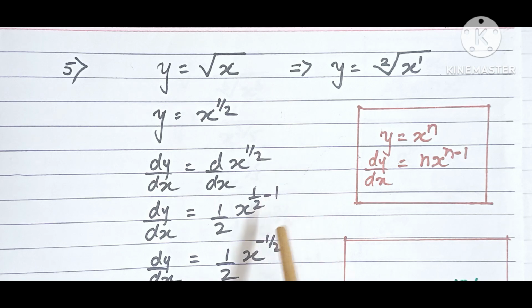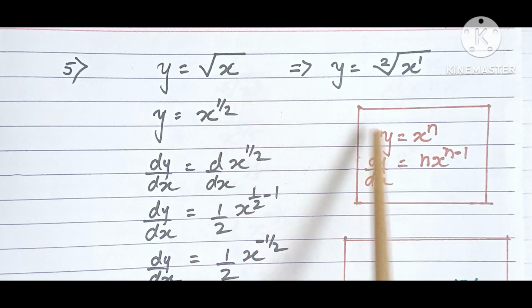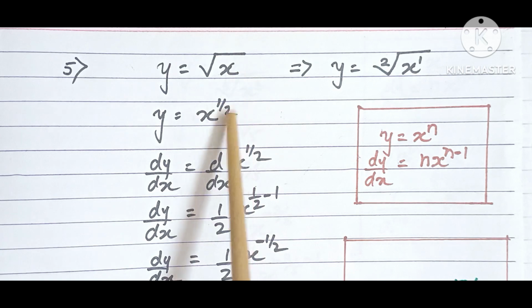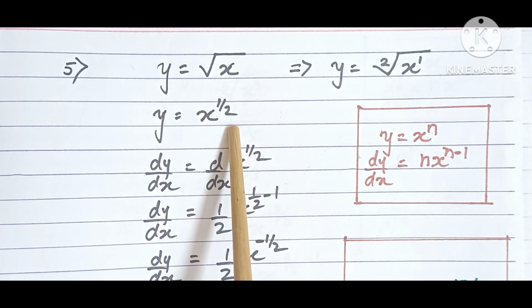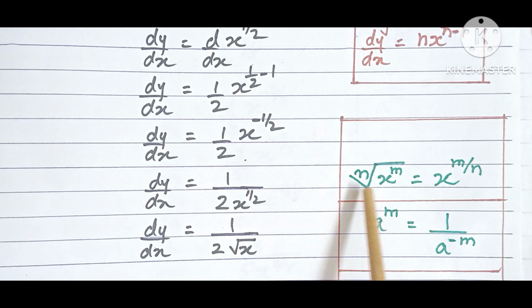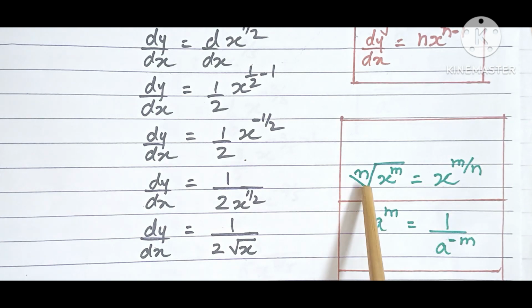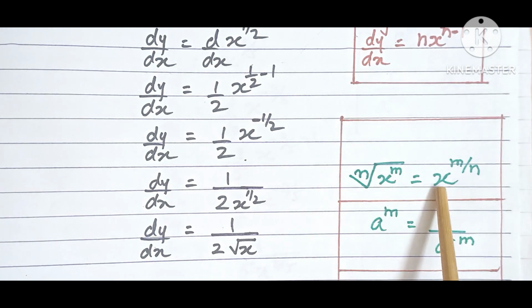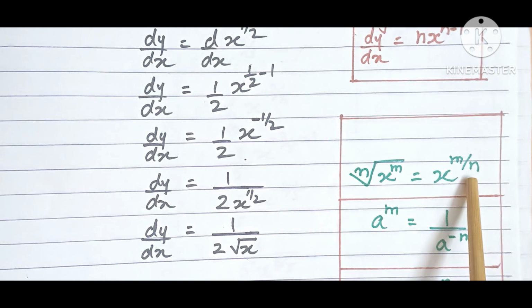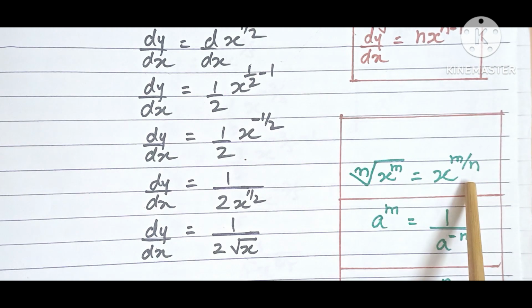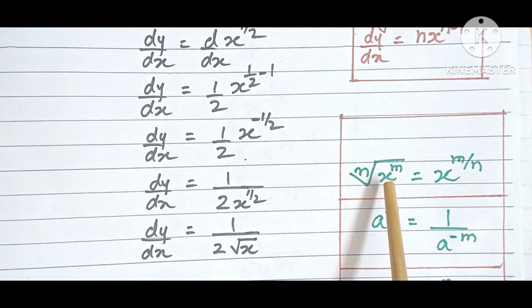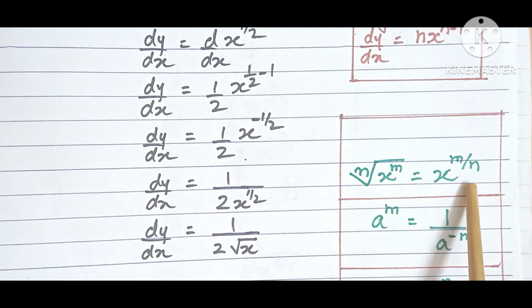Now, if you notice, this is not in the form of x raised to n. So, we'll have to write this in the form of x raised to n. So, we will make use of this particular property to write from the radical form to the exponent form. And here, nth root of x raised to m, where n is the order and m is the power, is read as nth root of x raised to m is equal to x raised to m upon n. So, we can use this particular property to write from the radical to the exponent form.